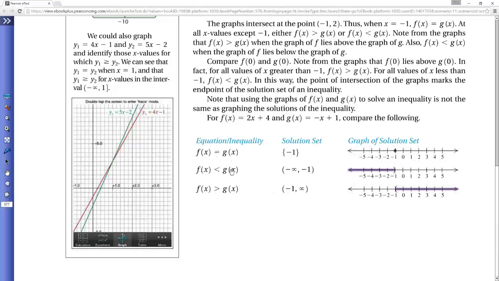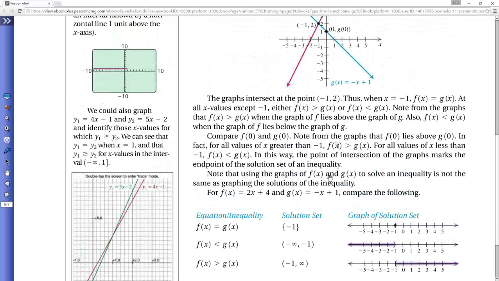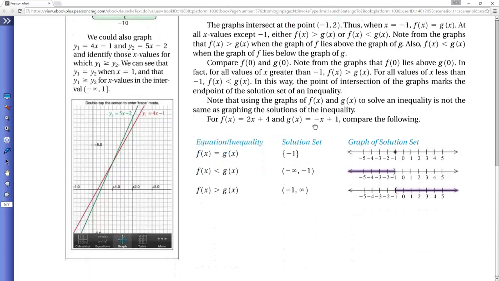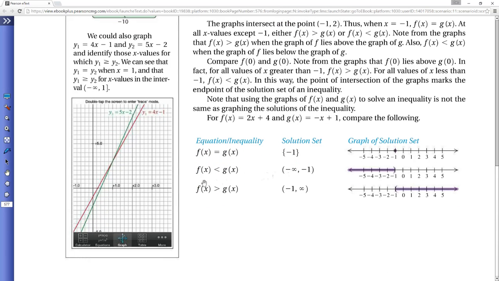Well, if those two functions were equal to each other, like I said, they have a common solution when x is negative 1. We end up with this ordered pair negative 1, 2. Well, we're talking about inequalities. In fact, this is the inequality that we'd have, which is 2x plus 4 less than negative x plus 1. When we solve this, we end up with all the values that are less than negative 1, or x is less than negative 1.